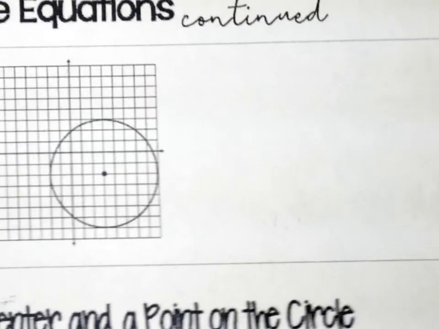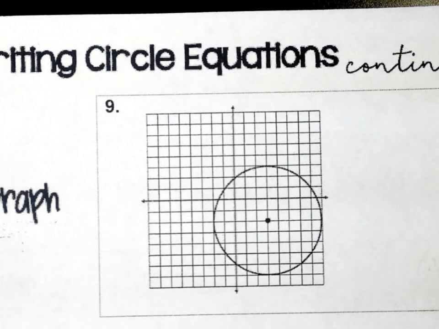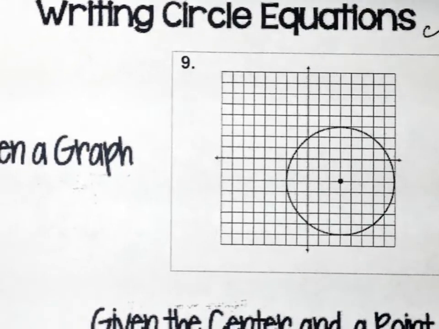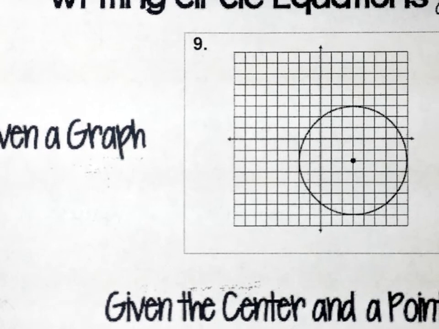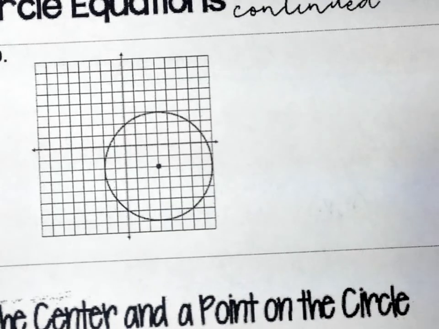Flipping to the back. Writing circle equations continues. Given a graph. So if I give you a graph, you should be able to write an equation too. All you gotta do is pull your information off the graph and then write the equation. It's gonna be simple for y'all. There's only one on the graph here.